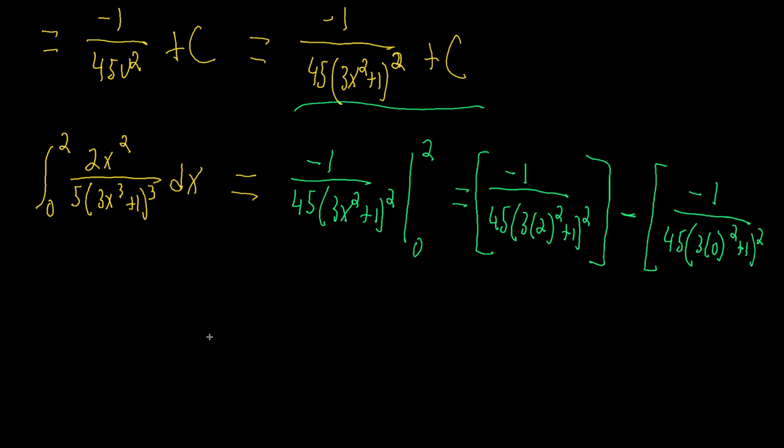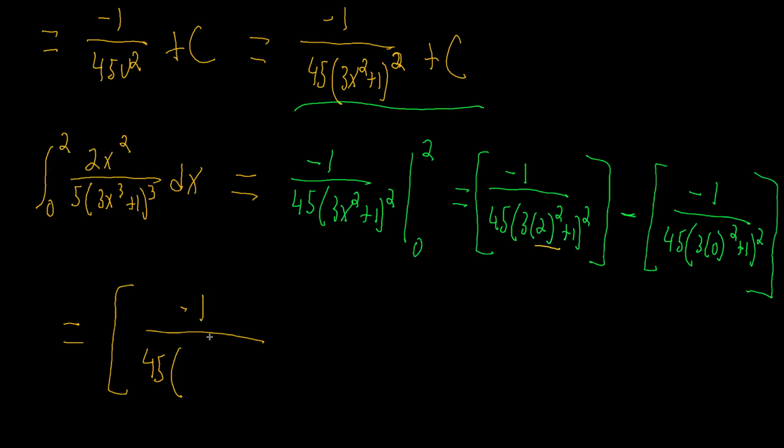Cool. Now, let's continue. So, we just do the math with all of this. So I'll come down here and I'll finish this math up. So this is just, on the top, -1 over 45 times, and I'll try to do a few steps at a time. Let's see here. 2 squared is 4. 4 times 3 is 12. 12 plus 1 is 13. So that's 45 times 13 squared on the top.